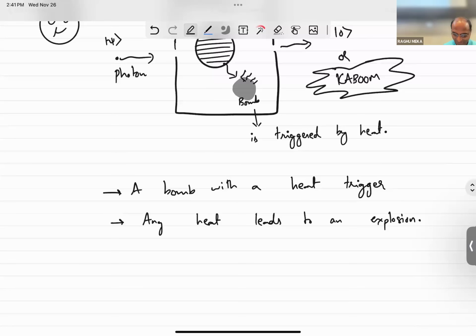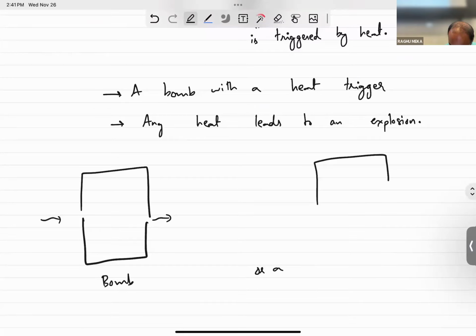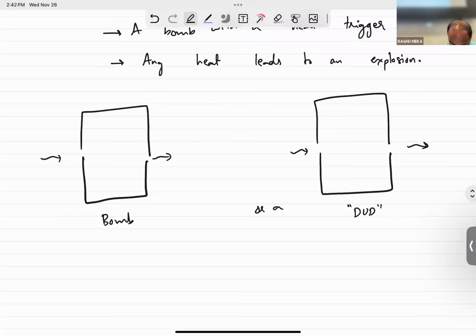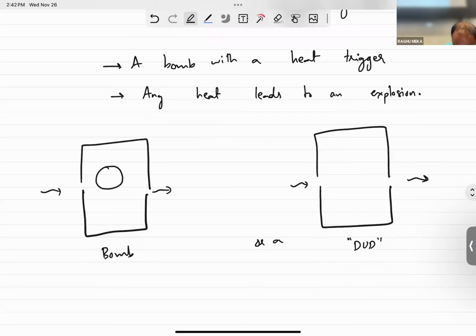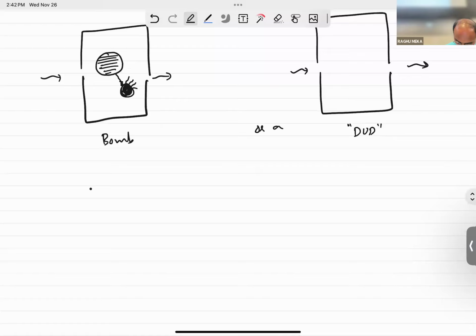Okay? So it's a puzzle. I'm giving you a box which looks exactly the same. There is an incoming hole for light, there's an outgoing hole, right? Either it's a bomb or a dud. And dud means it's an empty box. Whatever light you send through, it just goes straight through. You can't look inside the box. The only way you can access it is to shoot a photon through it.